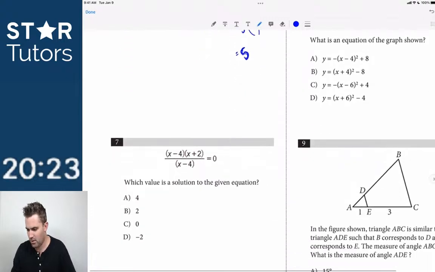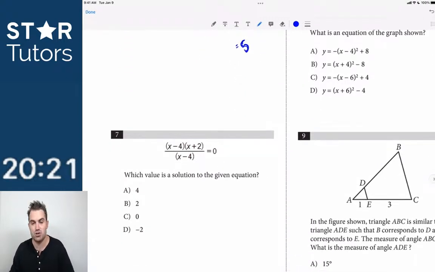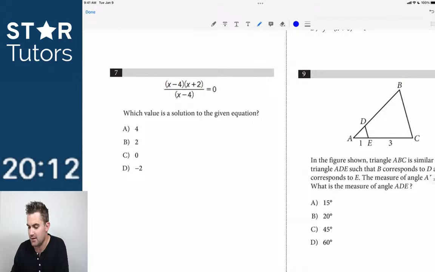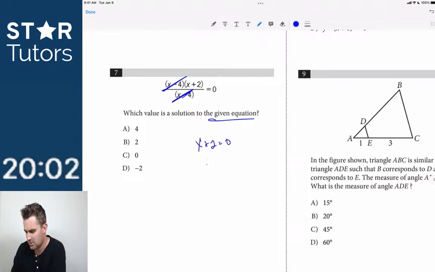Very, very straightforward. Even number 6, I'll guarantee number 6 is easier than question number 1, regardless of whether or not you can do question number 1, and that's critical in terms of your efficiency as a test taker. What value is a solution for 7? This is pretty straightforward. So those are just going to cancel. X plus 2 equals 0. X equals -2.